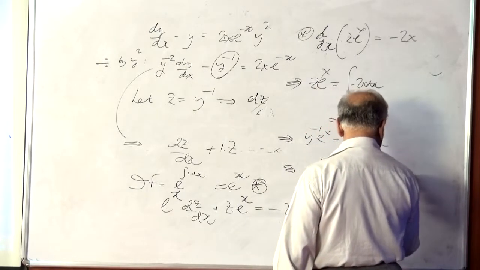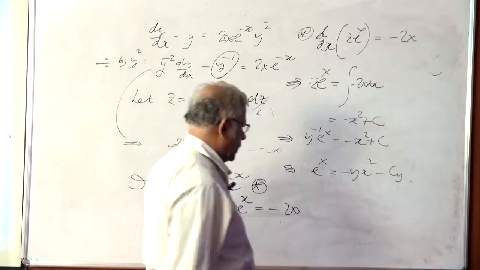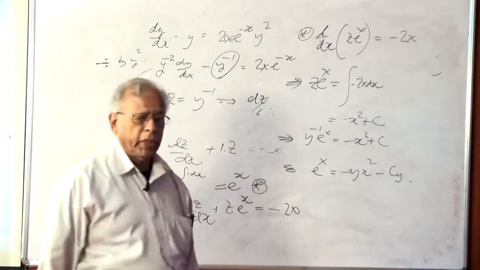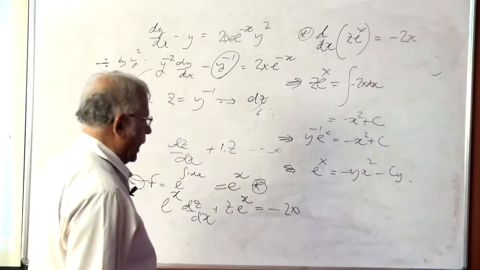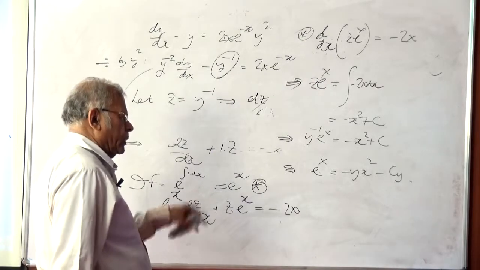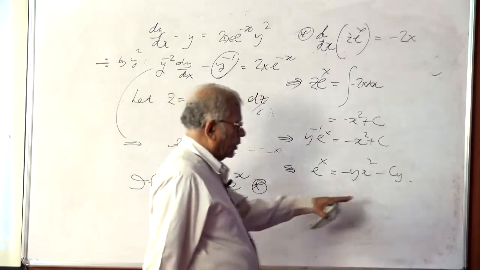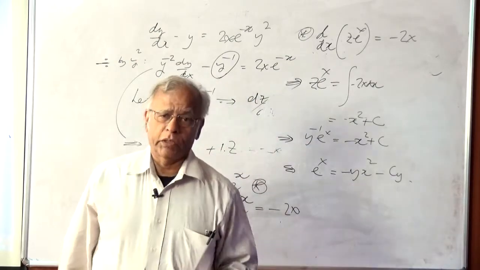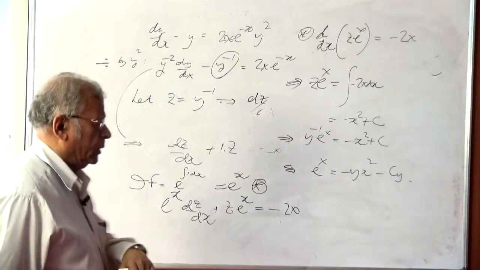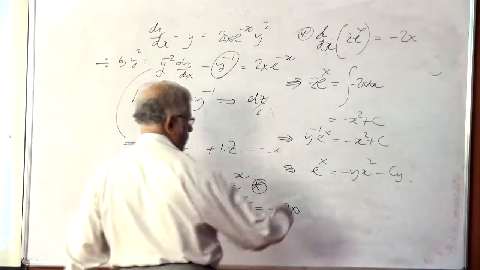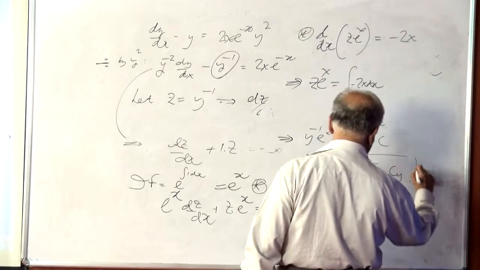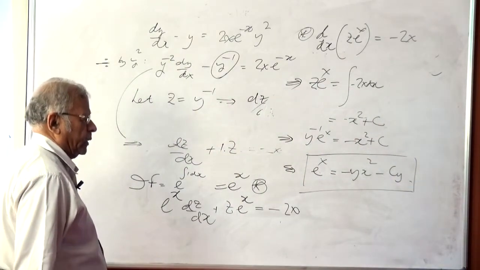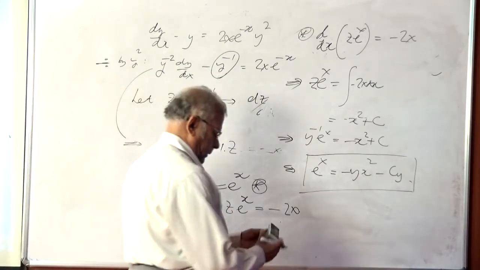minus cy. This is the solution of the equation we started out with, because it gives an explicit relationship between y and x, and of course it is the general solution because the number of arbitrary constants involved in the solution is 1, which is equal to the order of the equation. It is a linear first order equation, so this is the general solution. One can express y explicitly in terms of x, but that's not necessary. It's easy in this case.